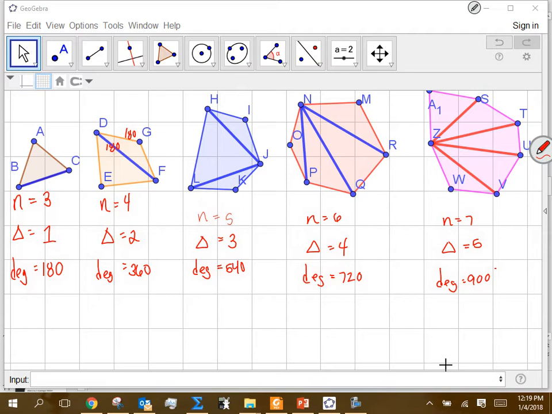So I don't want you to memorize these because where do we stop? Do I stop at 12 sides? Do I stop at 30 sides? Do I stop at 3,000 sides? In regards to memorizing how many total degrees are in the figure.